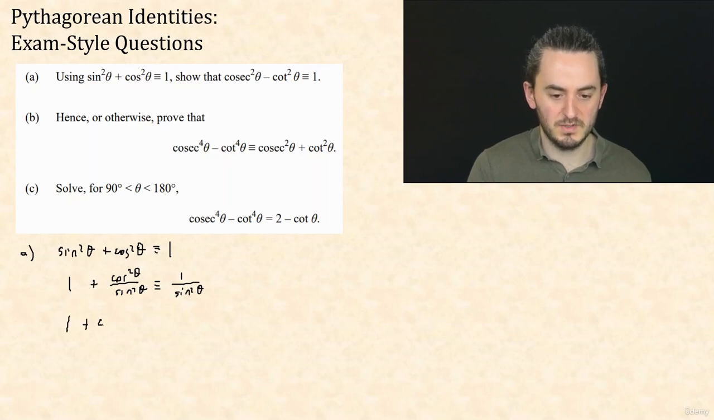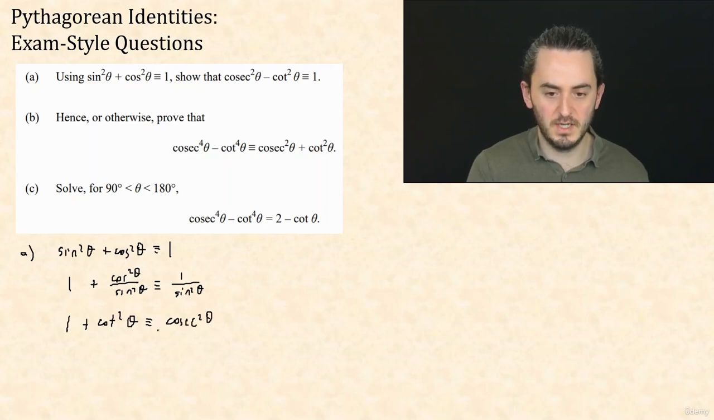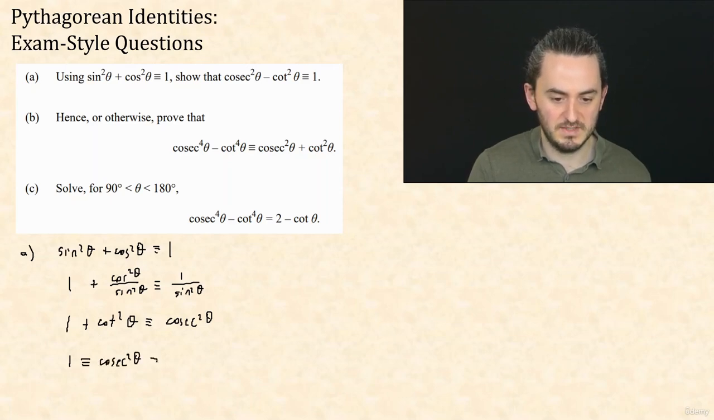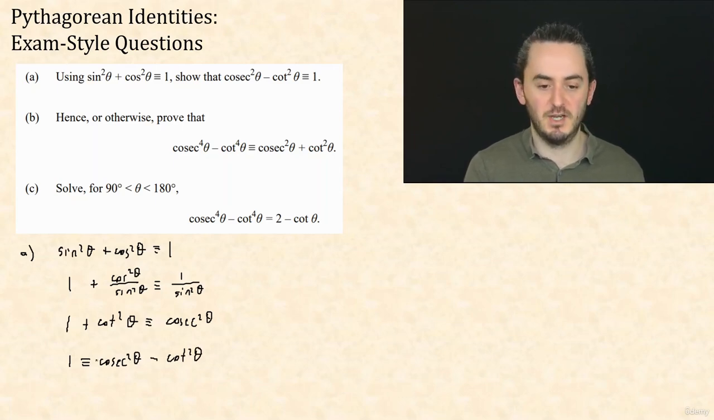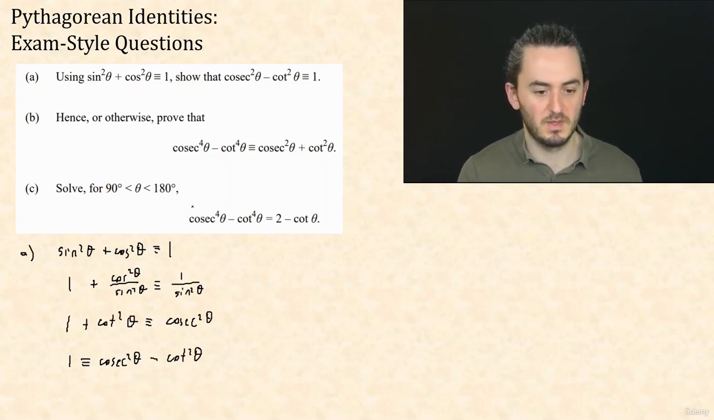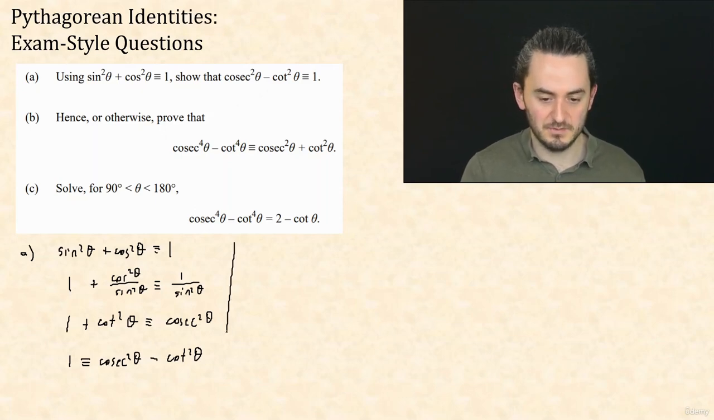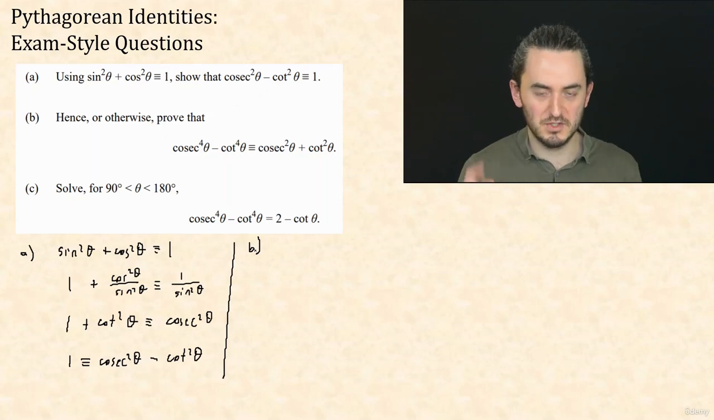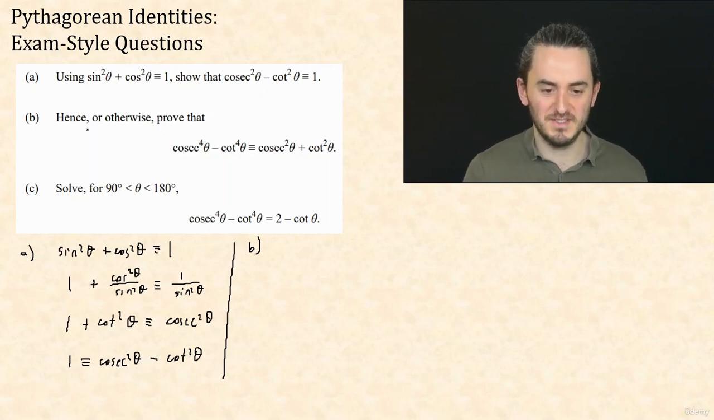So that's 1 plus cot squared theta is cosec squared theta, and then finally I can just subtract cot squared theta from both sides to get that 1 is cosec squared theta minus cot squared theta. Don't worry that we've got it on the right hand side rather than the left, that doesn't matter at all. Okay, then we've got hence. So hence or otherwise, not such a big fan of the otherwise in these questions. If there's a hence, it means you want to be using the stuff you've done above.